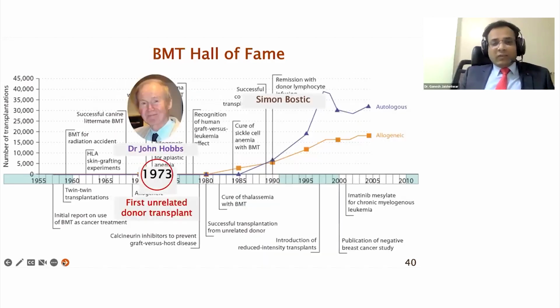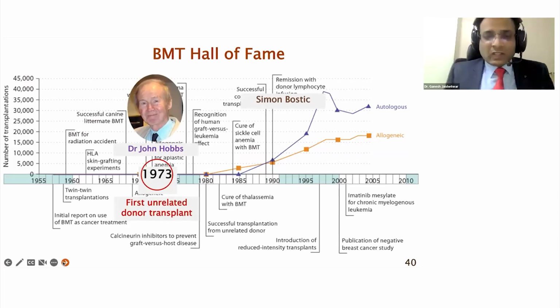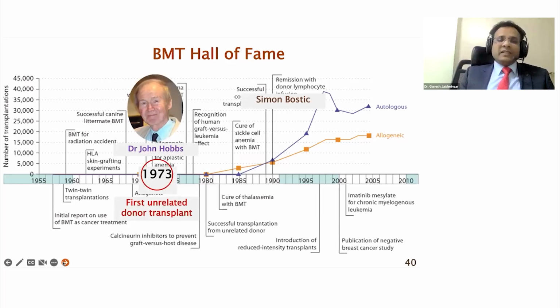So again, the first unrelated donor transplant happened in 1973. Again, by this time, HLA typing was serological, the primitive HLA typing was available widely. The unrelated donor transplant happened 5 years after the first HLA matched sibling donor transplant in 1968.